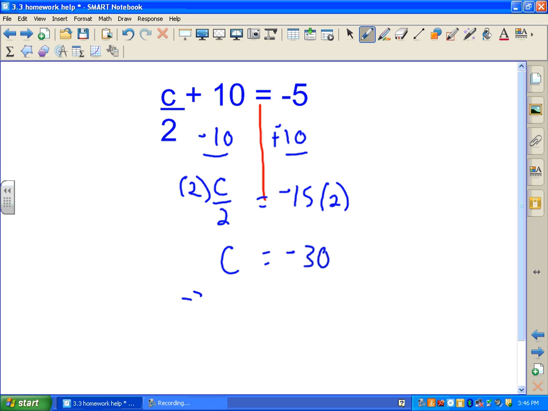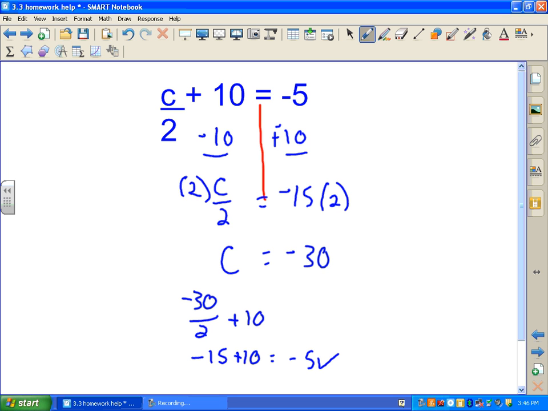So I plug my -30 in, and I have -30 divided by 2 plus 10. And I know when I divide a negative and a positive, I get a negative. 30 divided by 2 is 15. I add 10 to that. -15 plus 10 is a -5 because when I am adding with different signs, I take the sign of the bigger one and I subtract them. -5 is what I wanted, so I know my answer is right and I'm all set.